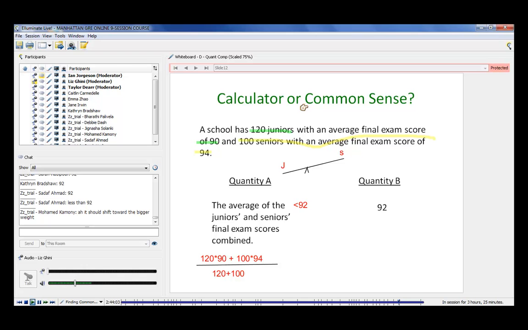But if you use the calculator on every problem, you will run out of time. Absolutely. Okay. Some of this kind of stuff is just so much faster if you just think about it with common sense. All right.